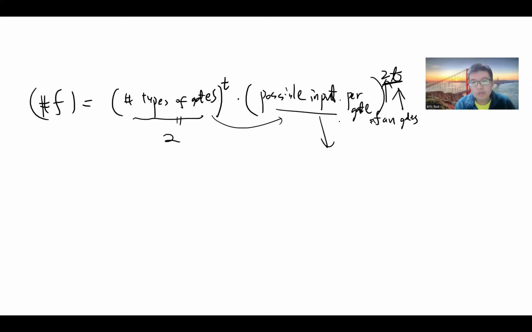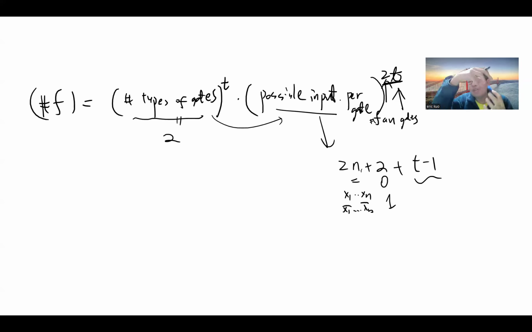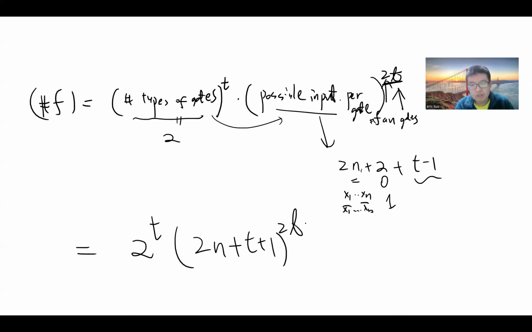Okay, and what's the number of possible inputs per gate? The number of possible inputs is 2n plus 2 plus t minus 1. 2n is x1 up to xn and x1 bar up to xn bar, and the plus 2 is the constants 0, 1, or true and false. The t minus 1 is because each gate can take another gate's output as its own input. Okay. So basically, it's 2^t times (2n plus t plus 1) to the power 2t.